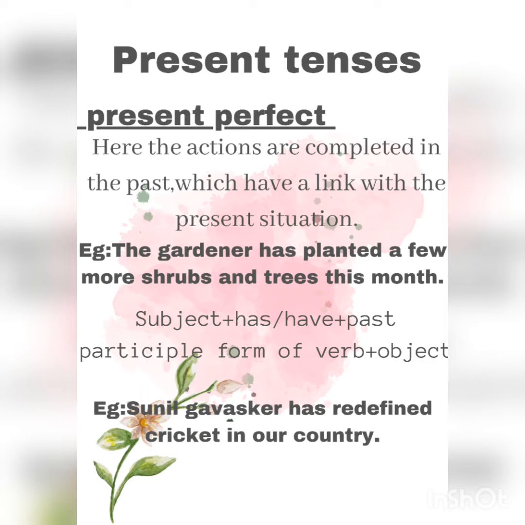Next one is present perfect. Here, the actions are completed in the past which have a link with the present situation. The form of present perfect is subject plus has or have plus past participle form of verb plus object. For example, the gardener has planted a few more shrubs and trees this month. And the second example is Sunil Gavaskar has redefined cricket in our country.